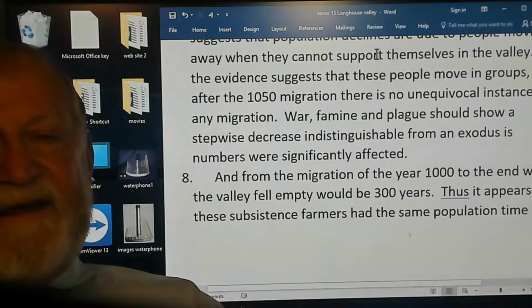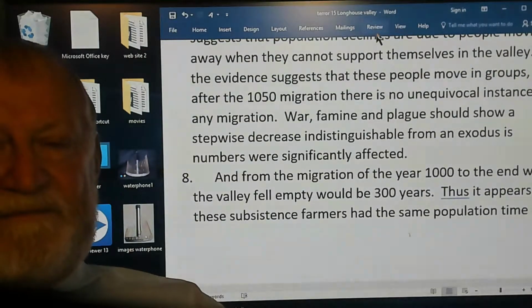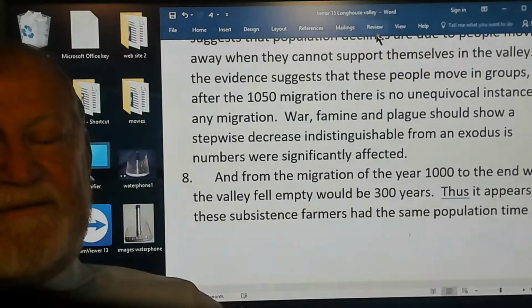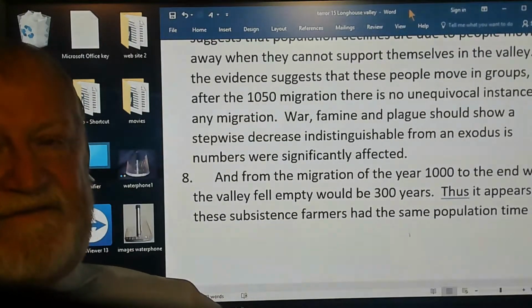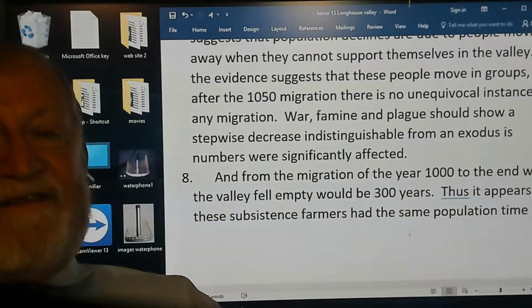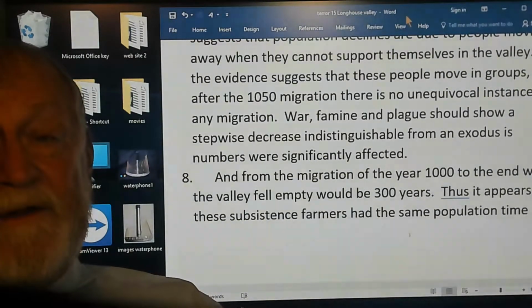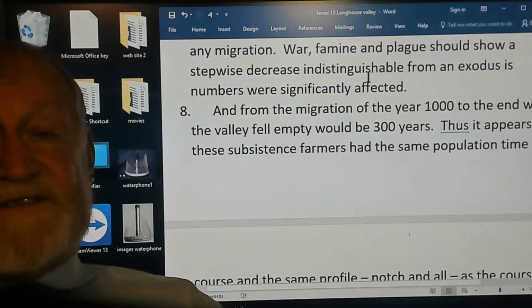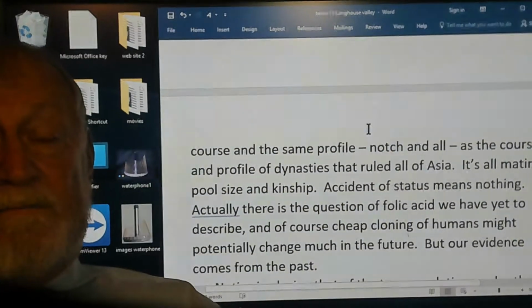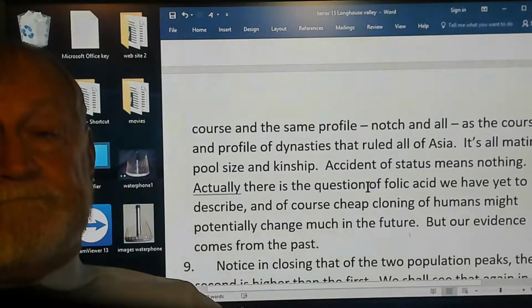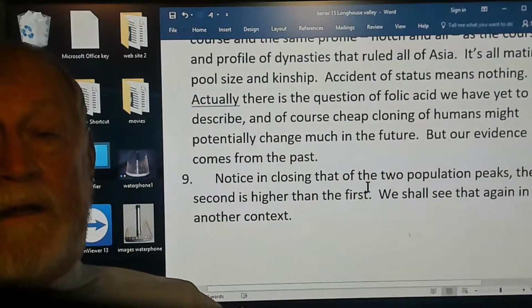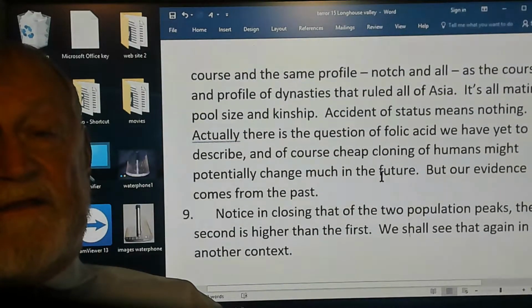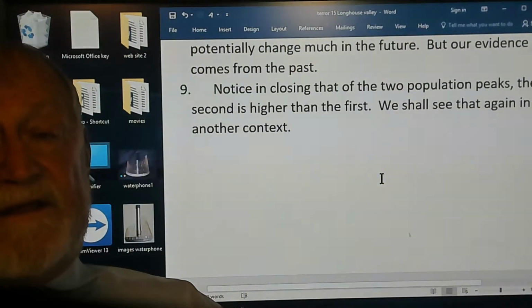From about year 1000 to the final point the population empties out completely, well, it empties out. They die out. Face it, they didn't ever move away. Their numbers went to zero. That's called dying out. That took about 300 years, like any old Western civilization or Asian empire. Okay, two peaks, second higher than the first. We shall be seeing that again.